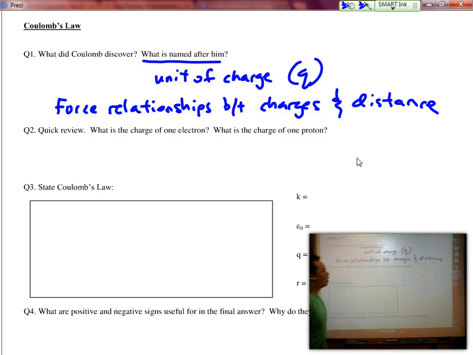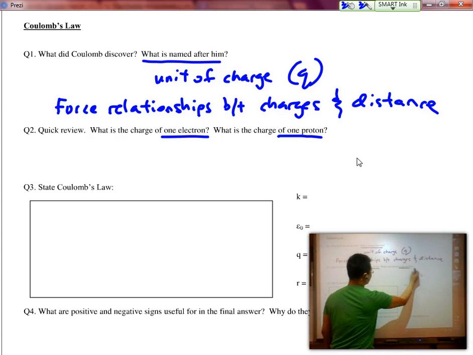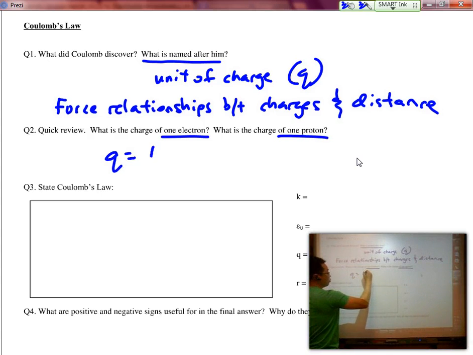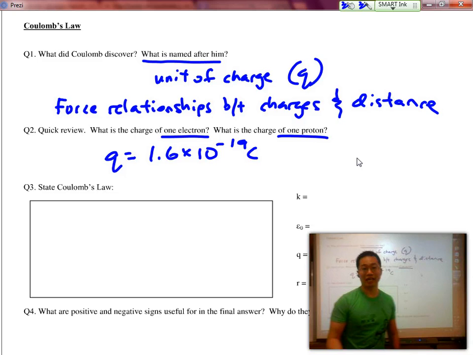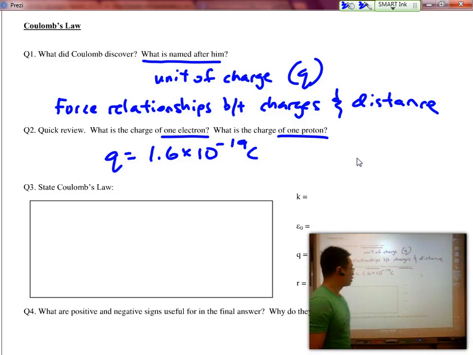Okay? Quick recap from before. What is the charge of 1 electron, 1 proton? It is exactly the same, which is 1.6 times 10 to the negative 19 coulombs. I'm just going to write that down now because we're going to use that again and again in this unit.